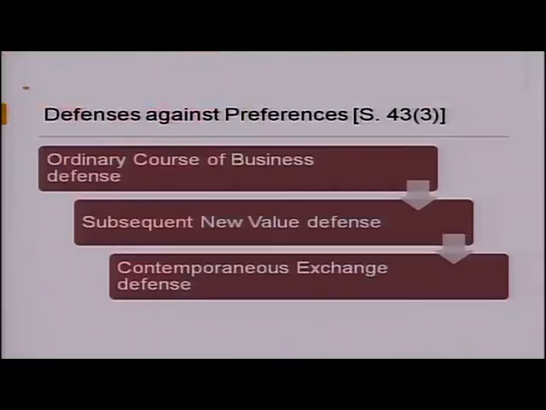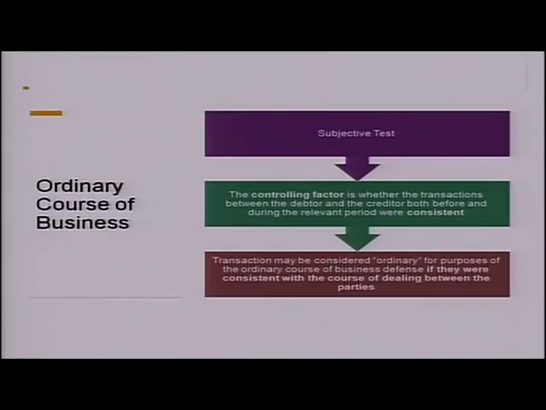Now, friends, this is one part. Now, what are the defenses? It is not that every transaction of this nature will be considered as a preferential transaction. Now, at the end of the day, the corporate debtor is doing business, and the supplier who has supplied the materials is also doing business. So if it is done in the ordinary course of the business of both the creditor as well as the corporate debtor, then in that case, this transaction will be outside the purview of a preference. Similarly, if this transaction creates a subsequent new value, this is known as the subsequent new value defense. And then there could be a contemporaneous exchange defense. So these are the three defenses or exceptions which are allowed.